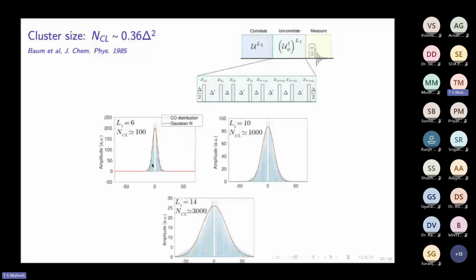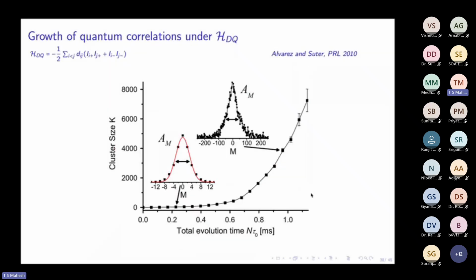For example, for L1 equal to 6, if you apply this set of pulses 6 times, the size of the cluster is 100. If you apply it 10 times, it is 1000. If you apply it 14 times, it is 3000. So you see 3000 qubits are entangled if you apply L1 for 14 times. Now you have a large entangled cluster, and if you start doing sensing, what happens?